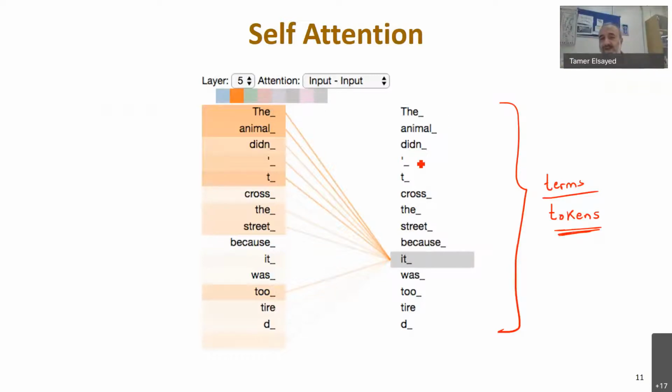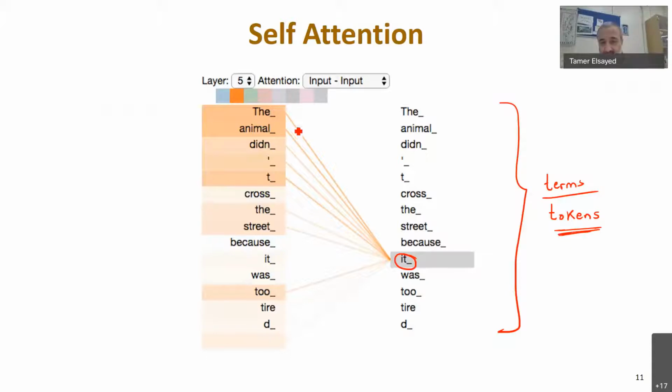But anyway, these are the tokens that are actually the input to the transformer, not just the words. We just use the words in the slides for simplicity, but they are actually tokens, and they are tokenized by specific methods. Now, the token or the term "it": you see here the attention weights. From the output of the self-attention layer, we can get some weights that relate each word to the other words.